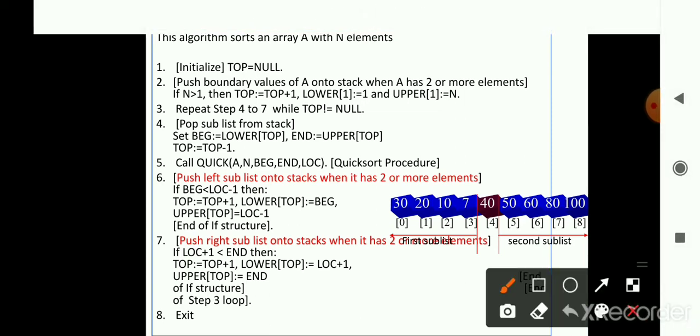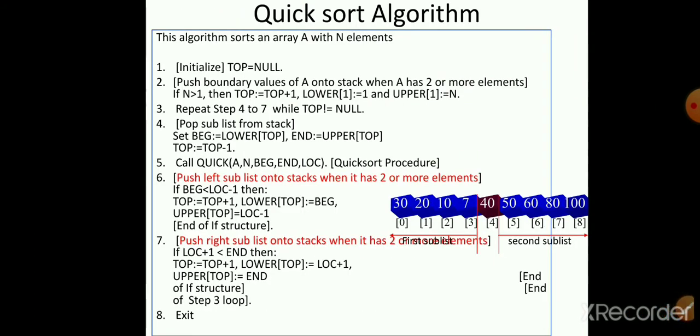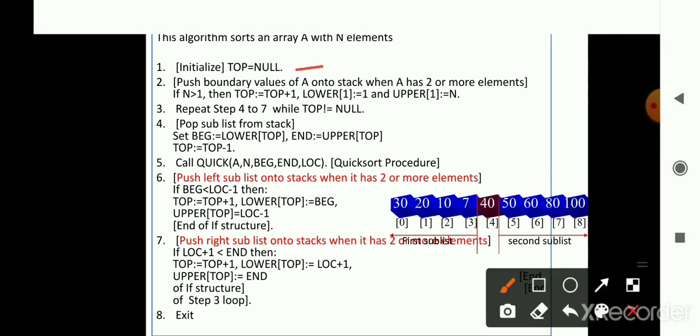Now see carefully, we have this algorithm. It is a quicksort algorithm which starts with top is equal to null. Here the array is A with n elements and we are initializing top is equal to null. The top is nothing but the topmost position of the stack. Generally in the stack, whenever we want to insert an element, we have to insert it at the top. So initially the top is null.